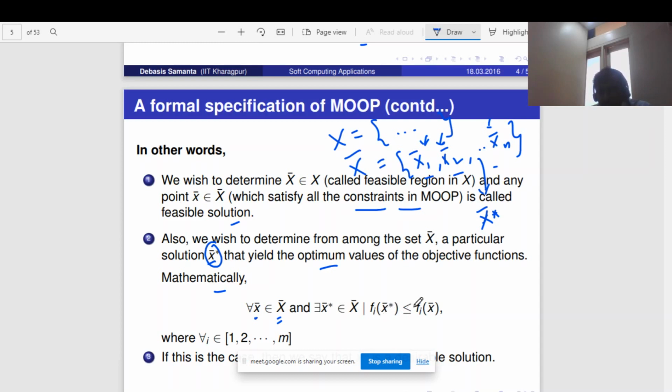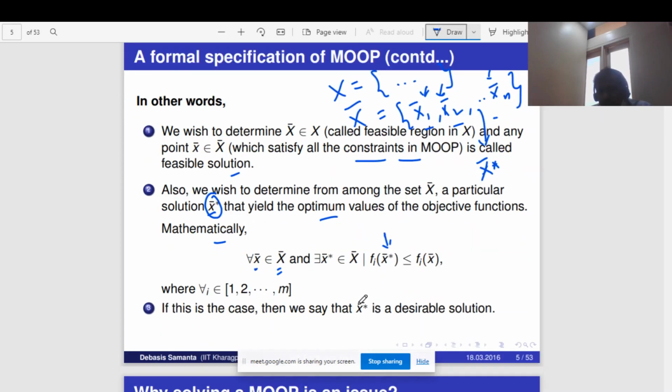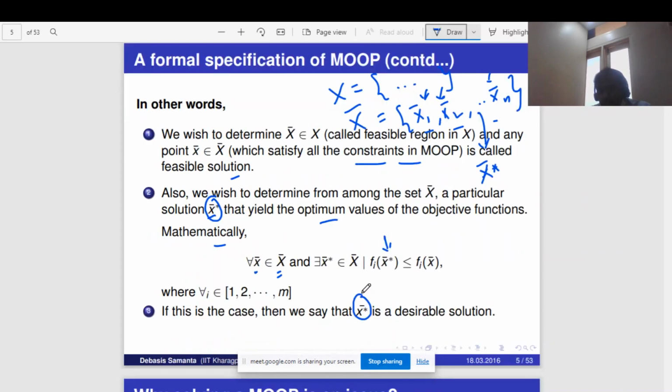Fi of x dash star is less than or equal to Fi of x dash. That is, the fitness value of this individual x dash star will be less than the fitness value of all others, because here we want to minimize. Is it clear? So this is how it is mathematically represented. So x dash star is the desirable solution.